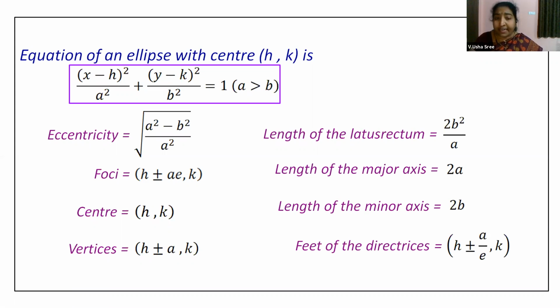Now for the conjugate case, you will have h comma k plus or minus be, and likewise k plus or minus b and k plus or minus b by e. So based on these formulae, you can also recollect the formula for the conjugate form of the ellipse where the center is h comma k. Having recollected all the formulae we have discussed in the previous session, now today quickly we will look into the concepts.